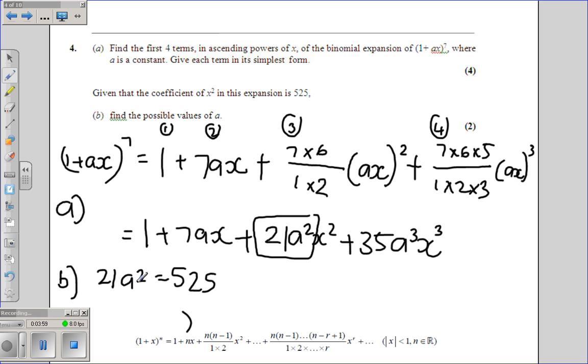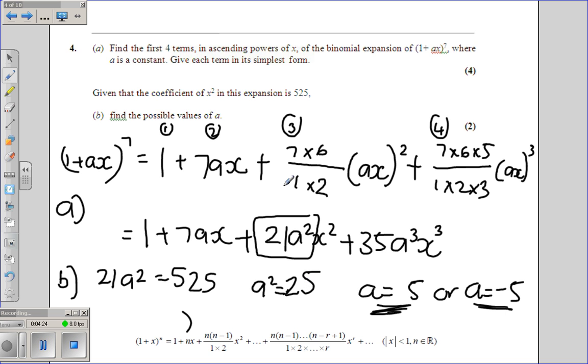You want to know what a is, so divide everything by 21. So a squared equals 525 divided by 21, which on a calculator is 25. That's very nice. So therefore your 2 values of a are going to be 5 or -5, because that's the square root of 25, obviously. So 6 marks, done and dusted.